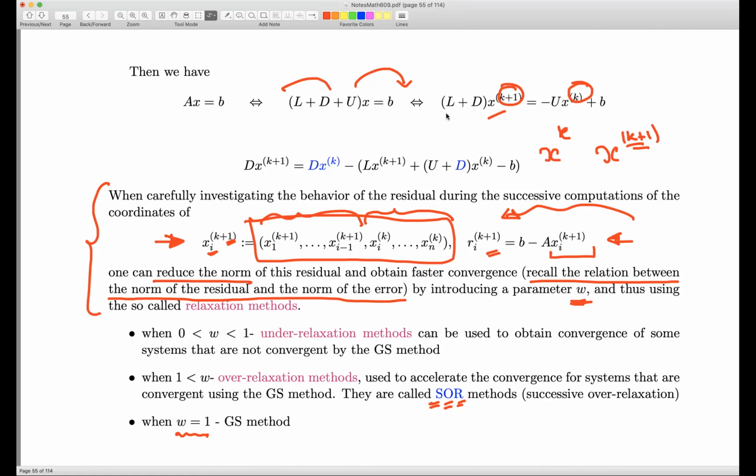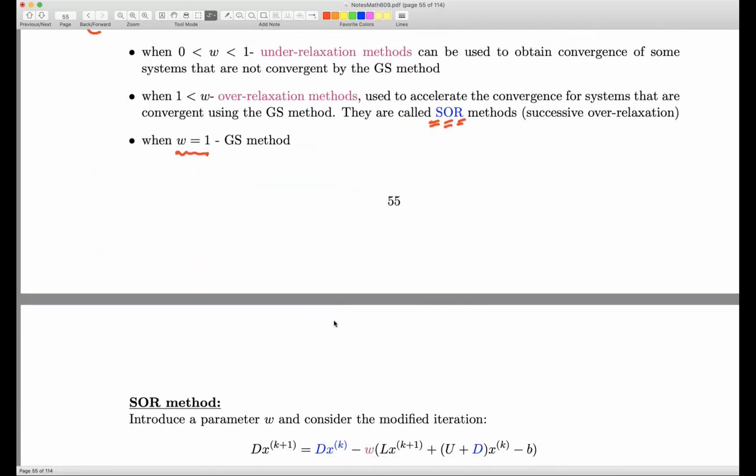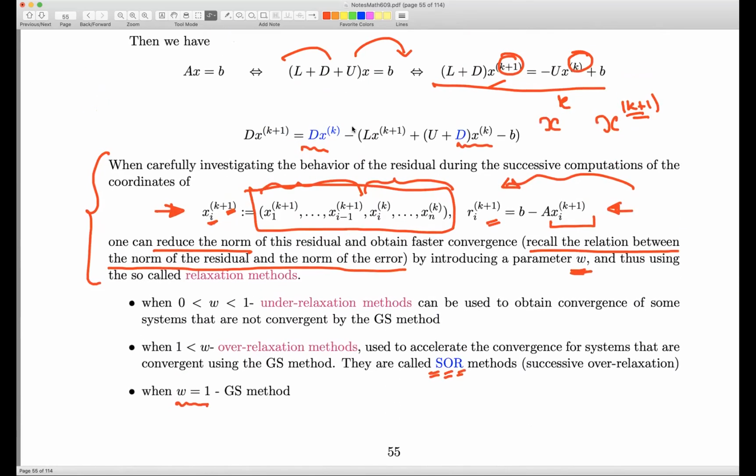So let's go back to the Gauss-Seidel method. This was the Gauss-Seidel method. And then what we can do, we can artificially, and here it is written in blue, add and subtract D applied to xk. You see here we have Dxk and here we have Dxk with a negative sign, so we basically have not changed anything. And then what we do is we put the parameter omega right here.